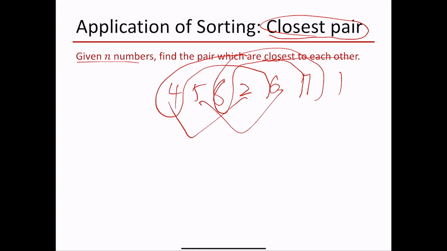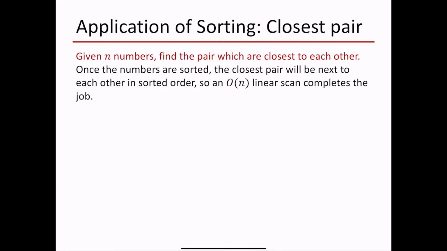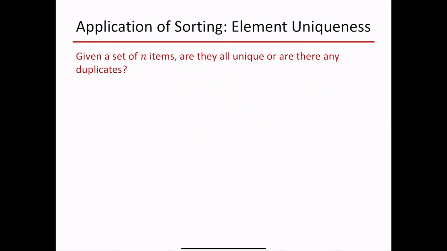If you sort, then the closest pair will be next to each other. So you just do a linear scan. So that's O(n). Great. So once the numbers are sorted, the closest pair will be next to each other. Then it will be linear scanning to complete your task. Clear? Okay.